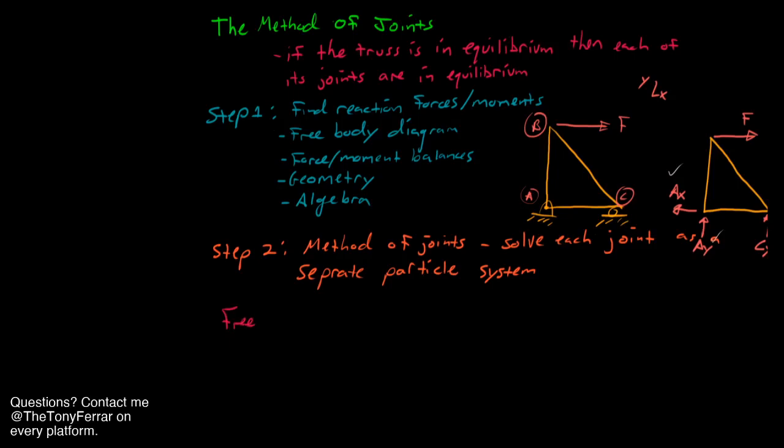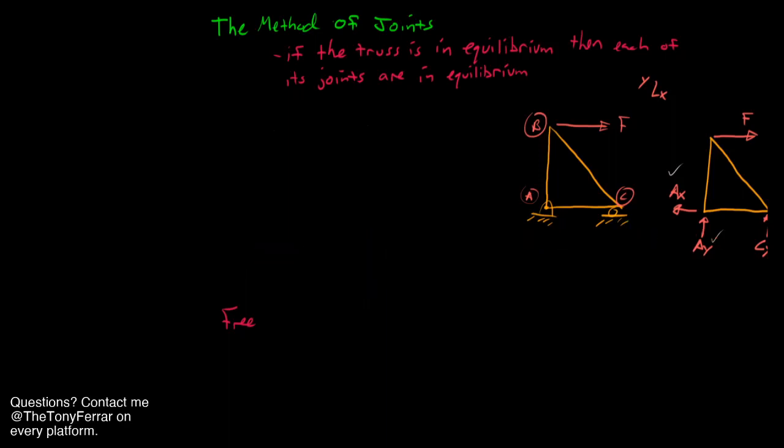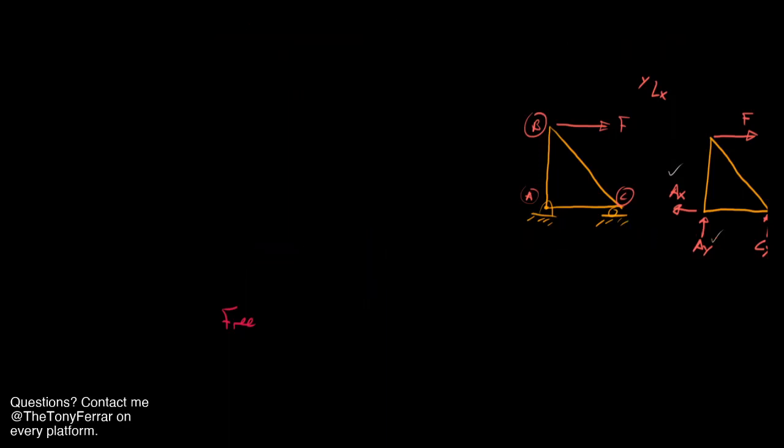Actually, I'm going to make a new page here so that we have more room. So I'll write this farther up. So first thing we'll do is the free body diagram. And so at joint A, we have AY and AX already in the picture.